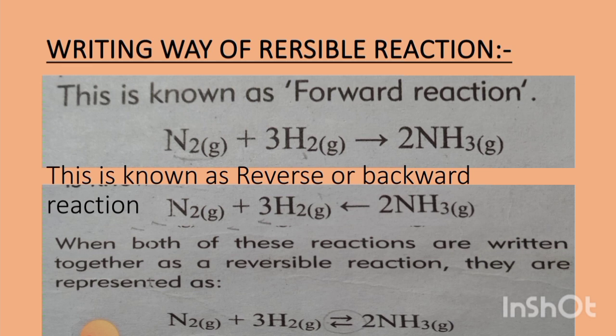So what about the reverse reaction? When the arrowhead will be towards the reactants. Why? Because now the product is decreasing in its concentration and forming nitrogen and hydrogen gas. When both of these reactions are written together as a reversible reaction, then we have to make both of the arrows, formation of the product side and formation of the reactant side. So this is the way to write the reversible reaction.